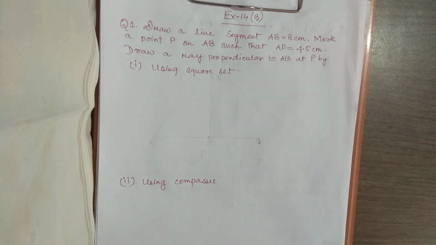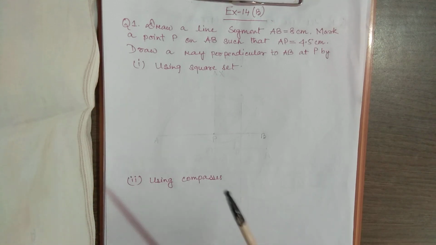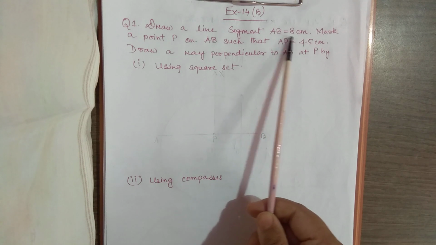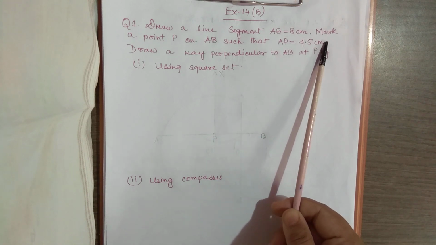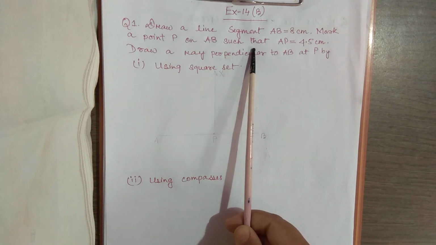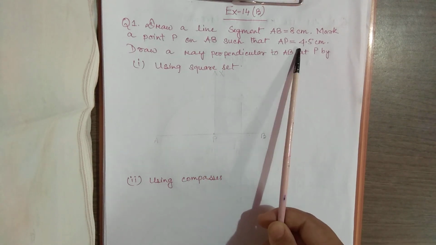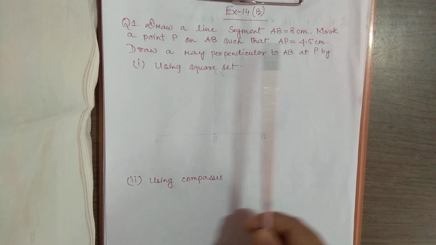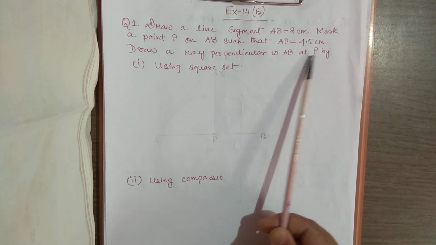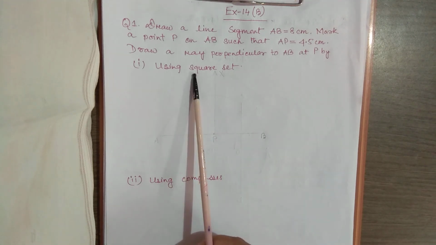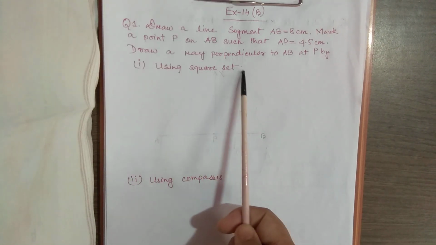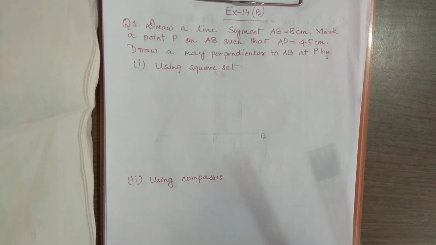So here is the first question for 14b. Draw a line segment AB equal to 8 cm. Mark a point P on AB such that AP is equal to 4.5 cm. Draw a ray perpendicular to AB at P by using a square set. So two cases are there. The first one is using square set and the second one is using compass.